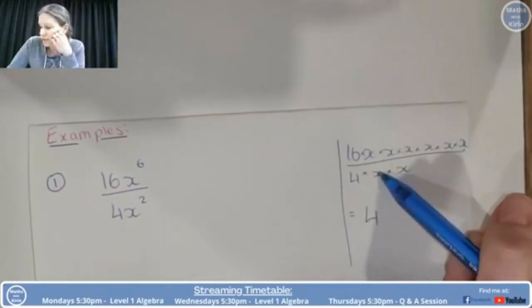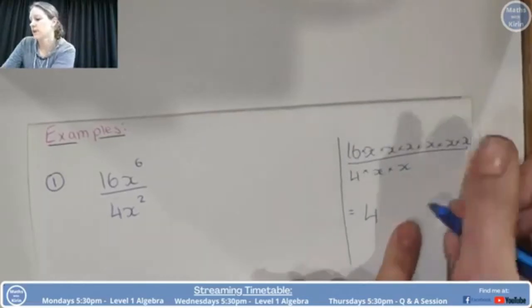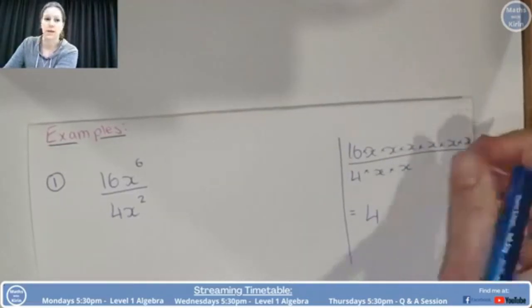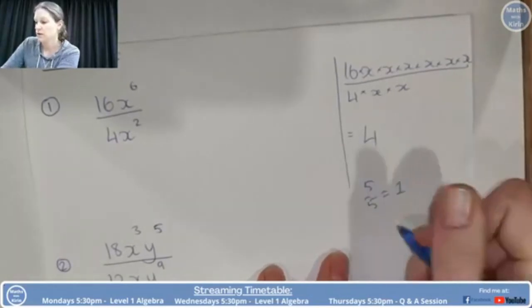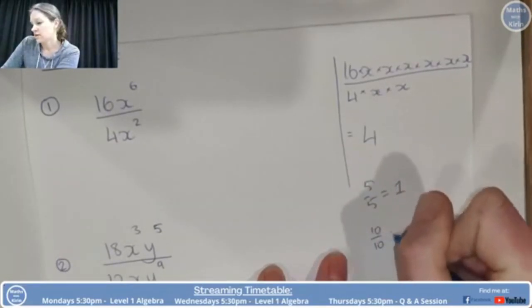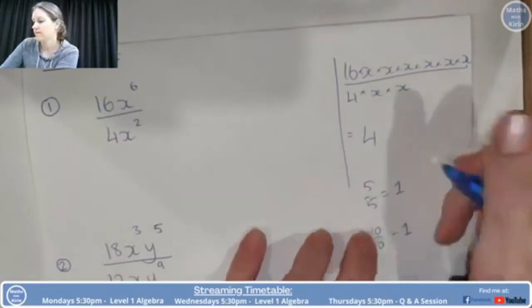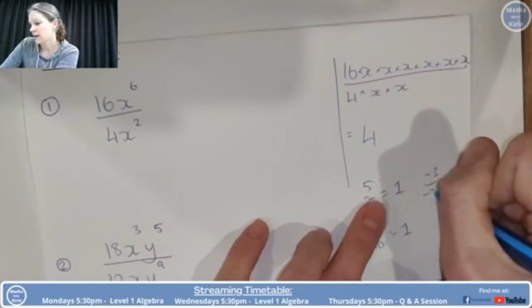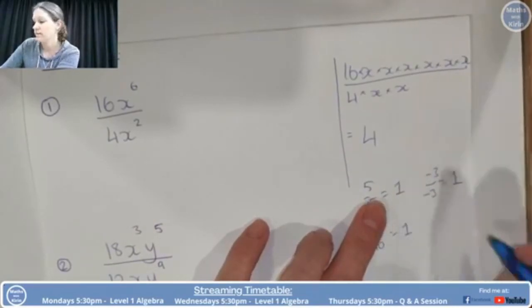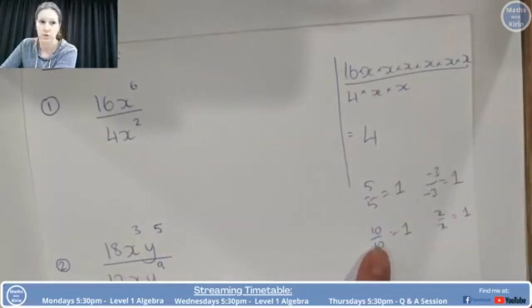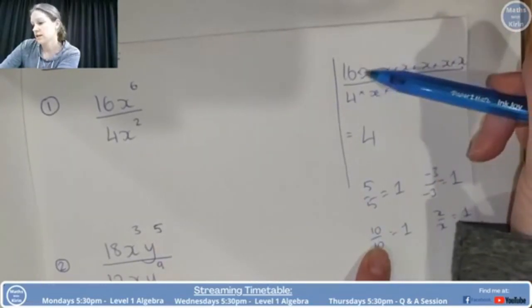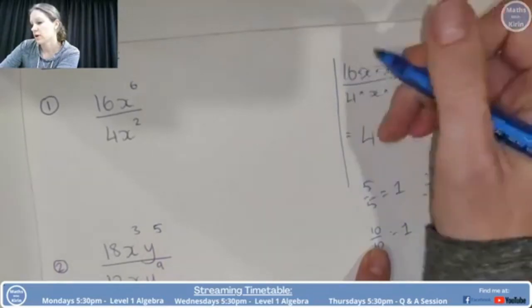If we have x divided by x, well, if we take something and we divide it by itself, so for example, 5 divided by 5, well, that's 1. 10 divided by 10, also 1. Negative 3 divided by negative 3, 1. X divided by x, well, that's also 1. So if we've got an x and we're dividing it by an x at the bottom, well, that's just 1.